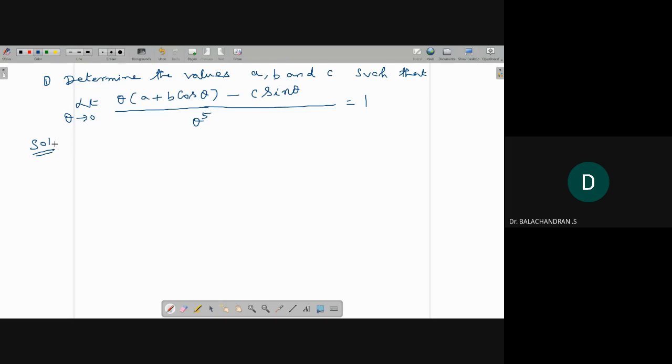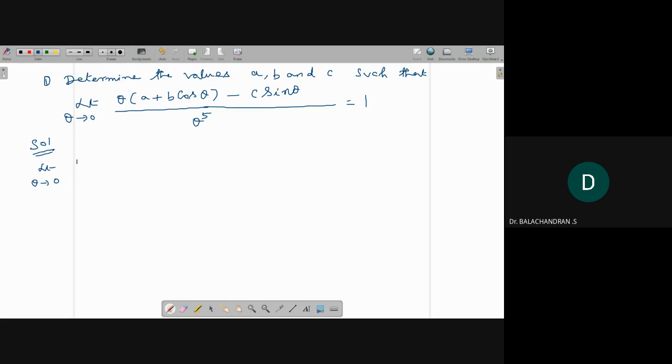So now we should use expansion here. This is the given question. So I will write limit theta approaches 0. So write the expansion for cos theta and sin theta first. That is the first step.